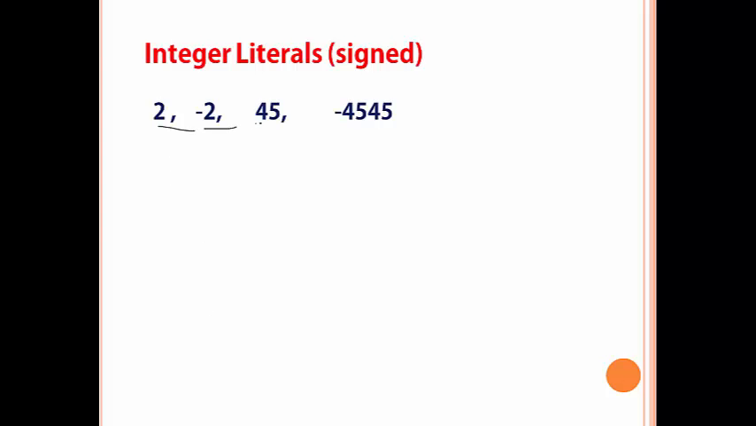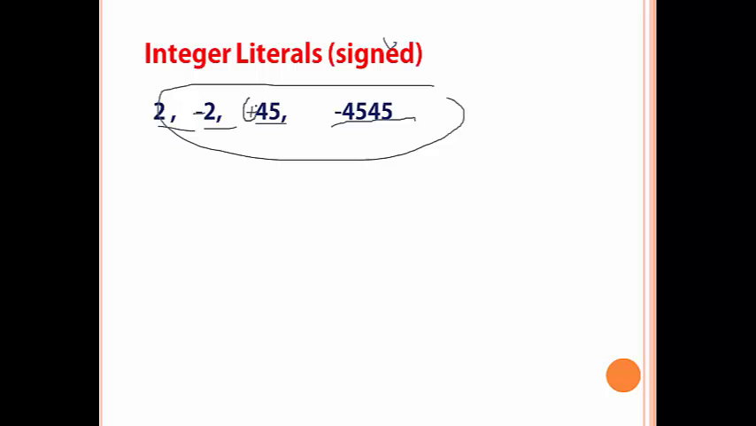2, minus 2, 45, minus 45. So any number value is signed, it is written here signed. Signed means with the sign. Here is a minus, here is a plus. If no sign is there, that will be considered as a plus. So it may be minus, it may be plus.